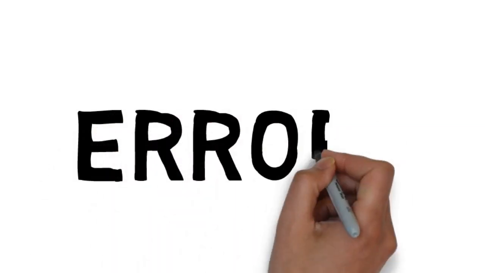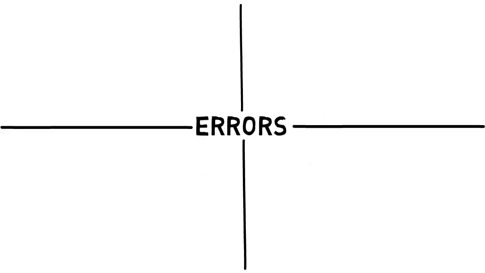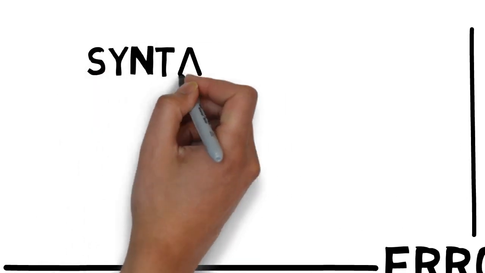By now, with our coding, chances are that you may have run into an error or two along the way. There are four main types of errors that we are going to be going over today. The first type of error is a syntax error.